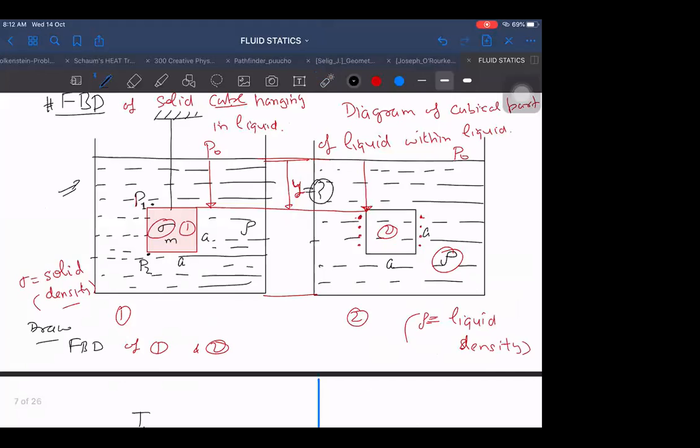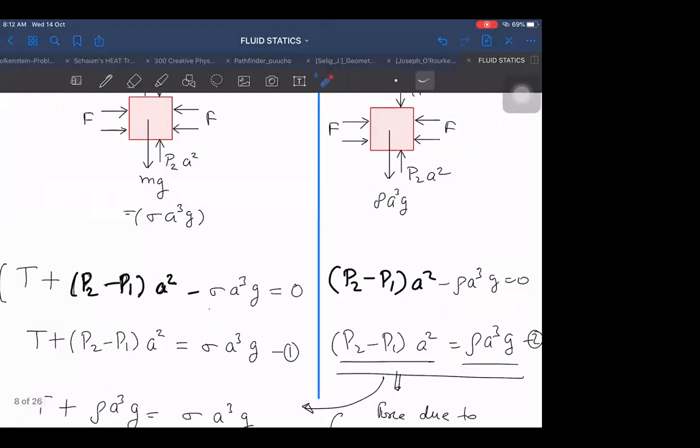But unfortunately, in the solid, sigma was unknown. T is also unknown. Both were unknown, and there are two unknowns. We don't solve it. Therefore, I made the identical diagram. There, the tension is not appearing, and I could get the value of (P2 minus P1) into A square directly from there. And that I will substitute back in this.